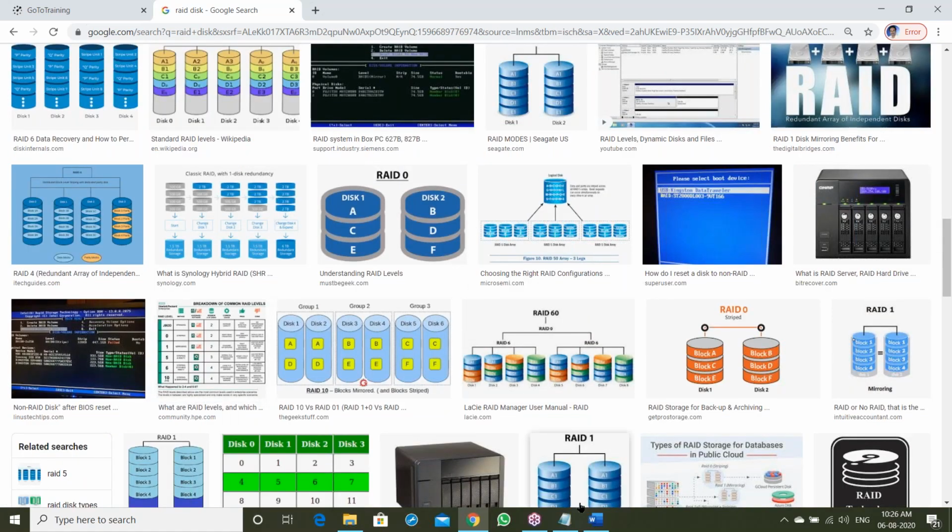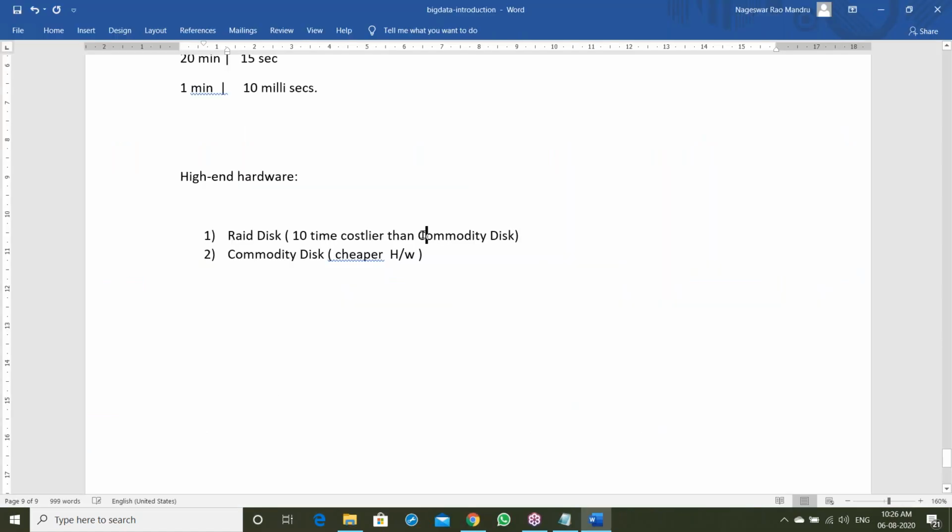Now, commodity disk and RAID disk, what's the difference? In the case of a RAID disk, suppose the OS suddenly failed or the system crashed, there is no loss of data, we can recover. RAID disk data can be recovered. Even if the disk failed, no problem, we can recover the data. But with a commodity disk, if the disk fails, we can't recover the data. Our systems use commodity disks, so we can't.